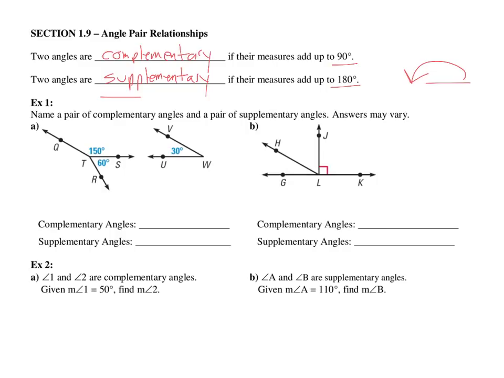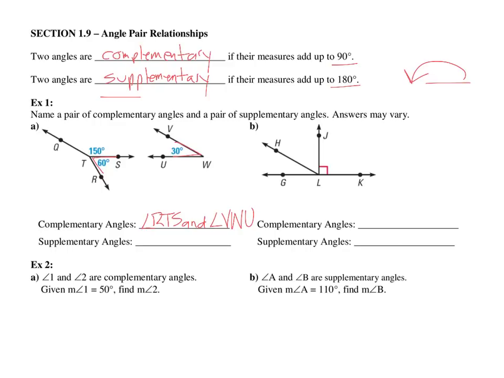All right, example 1. Name a pair of complementary angles and a pair of supplementary angles. Answers may vary. All right, complementary means they add up to 90. So these two angles here add up to 90. So I would say angle RTS and angle VWU.